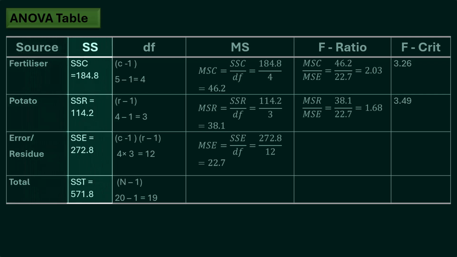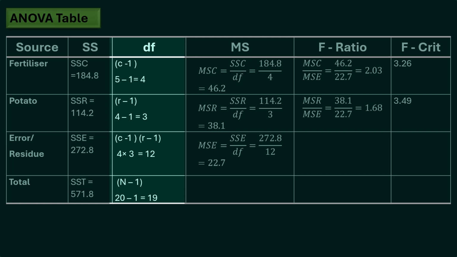In the second column, we represented the sum of squares. Column sum of squares is 184.8. Row sum of squares is 114.2. Error or residue is 272.8. Total sum of squares is 571.8.